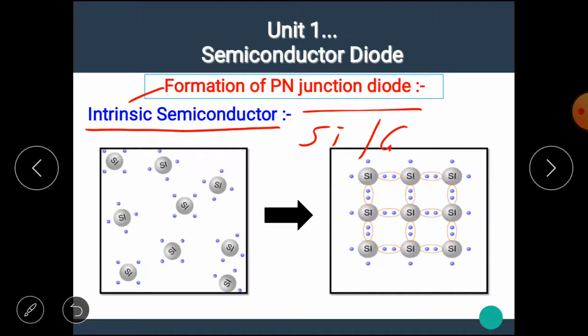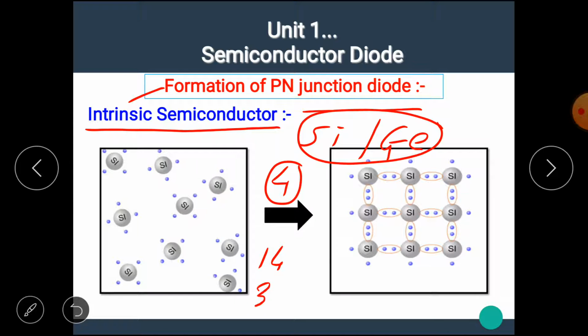silicon or germanium. These silicon or germanium are tetravalent materials. A tetravalent material means a material in which the outermost orbit contains 4 valence electrons. Silicon has atomic number 14 and germanium has atomic number 32. That means in the outermost orbit, the silicon atom contains 4 valence electrons, and the germanium atom also contains 4 valence electrons.